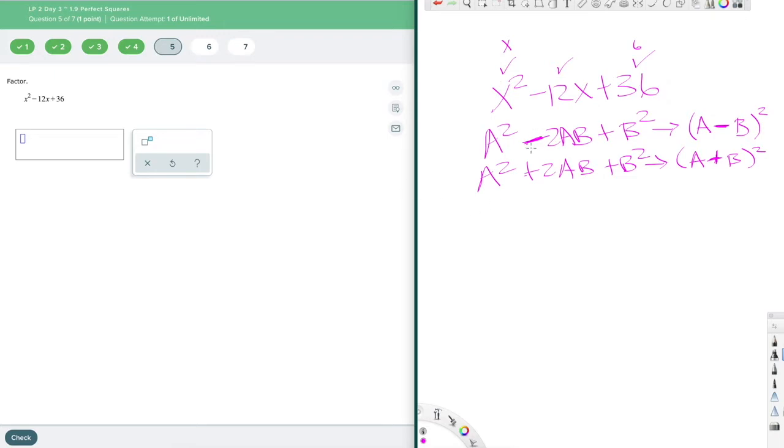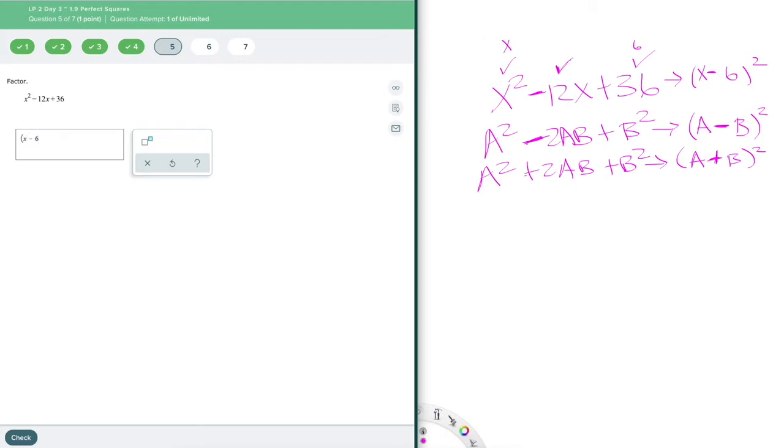So this guy does work. I can factor this by going x plus 6, and it's minus here, so it's going to be minus here. You have to take the square root anyway to do this, and as you're taking the square root of the first and last one, you can just check, does that work in the middle? Yes, it does. All right, perfect. Then it's going to be this very nicely factored form. So I can go x minus 6 squared.